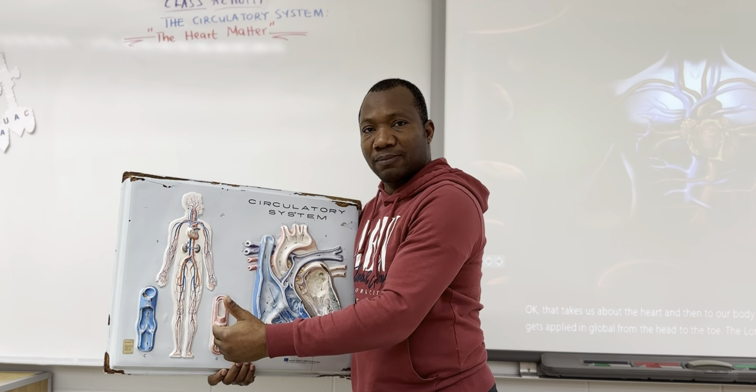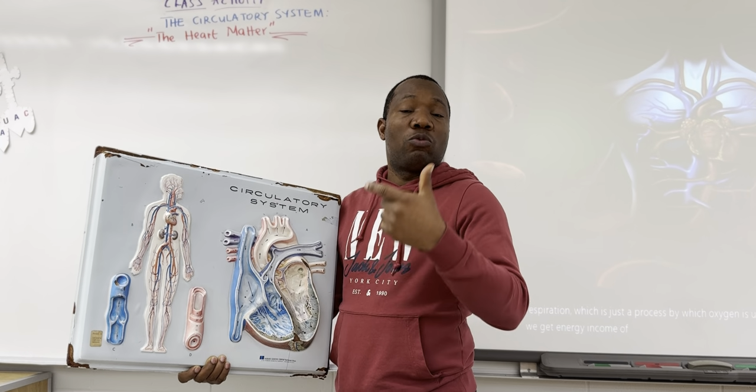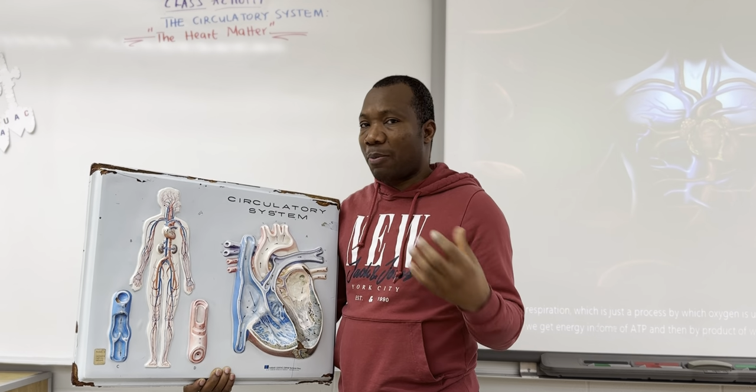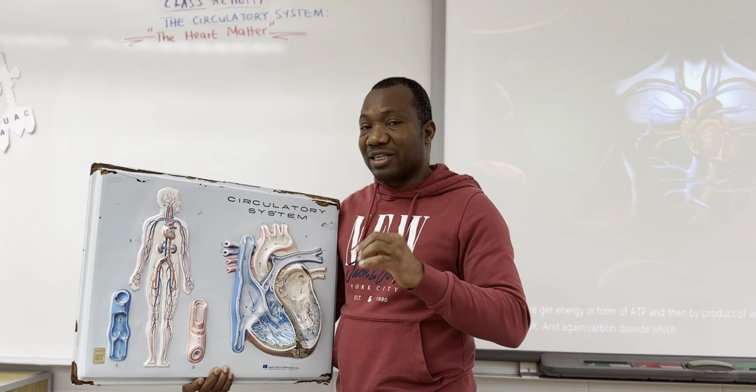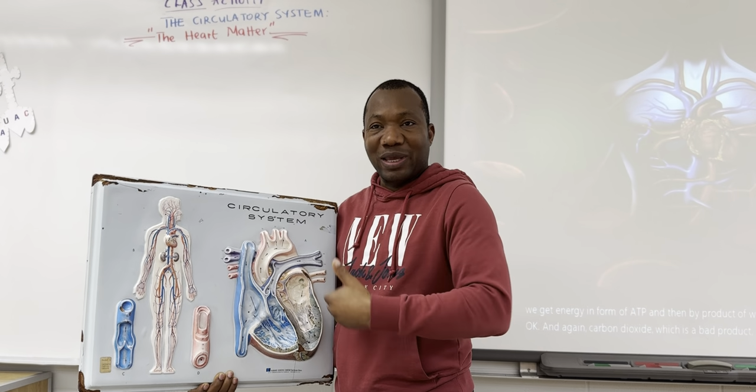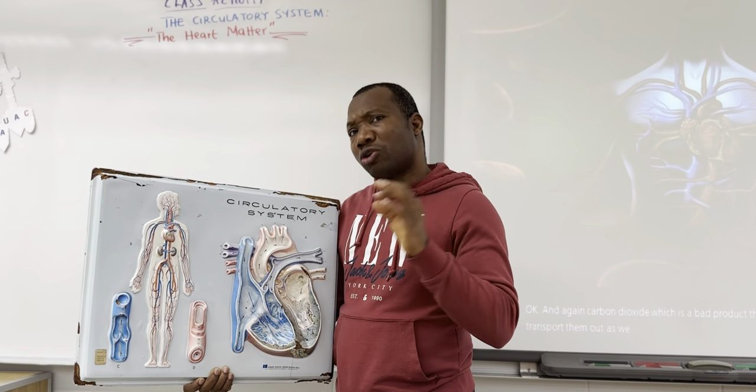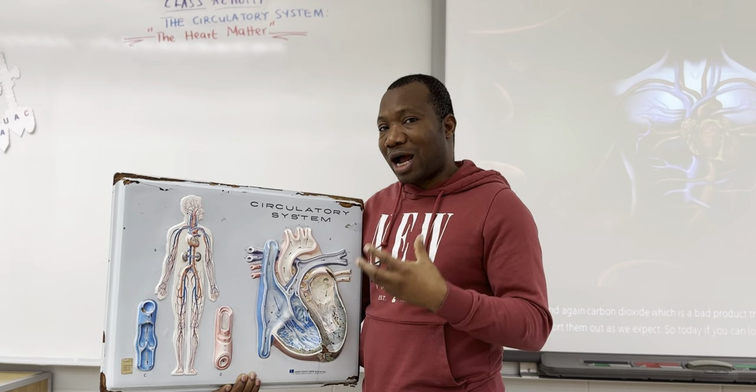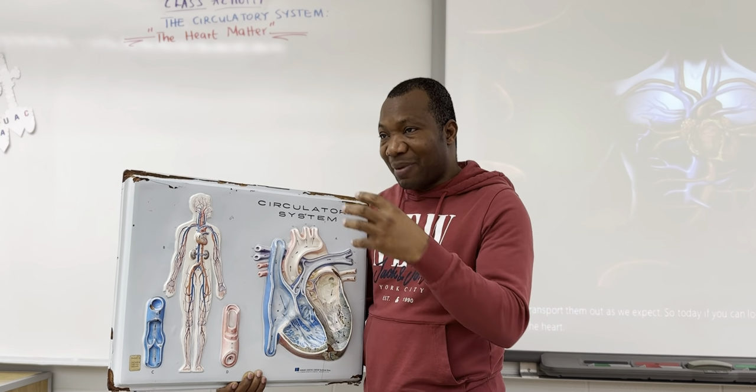To make sure that blood gets to every cell of the body, around the tissues that need it. For what purpose? For the purpose of cellular respiration, which is a process by which oxygen is used to break down glucose so that we get energy in the form of ATP and a byproduct of water, and again carbon dioxide, which is a waste that gets transported out as we exhale. So today we're going to look briefly at the structure of the heart and how this amazing engine supplies blood around the body.